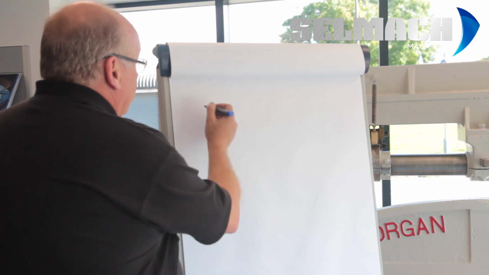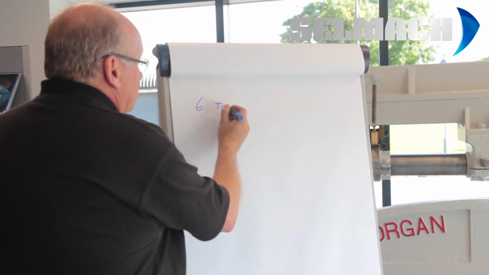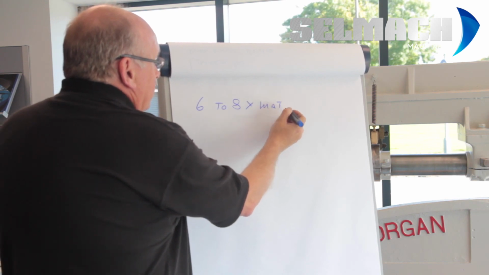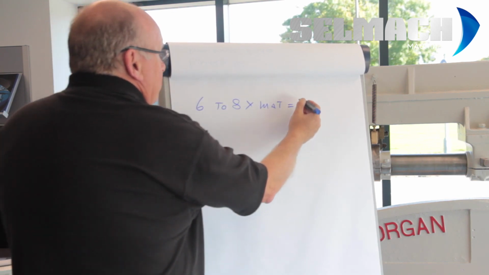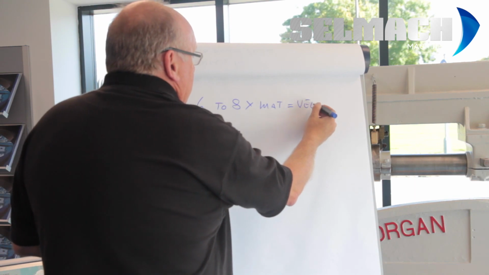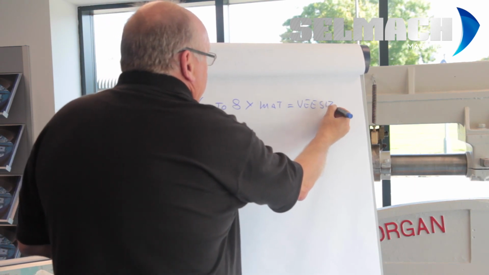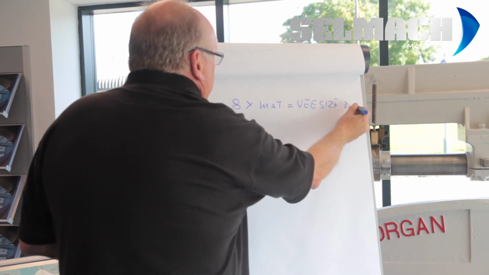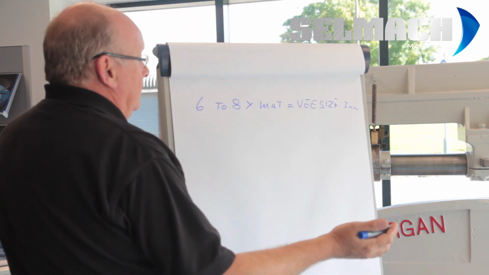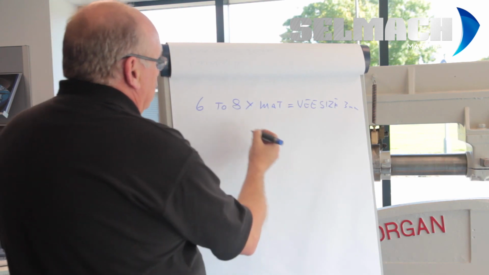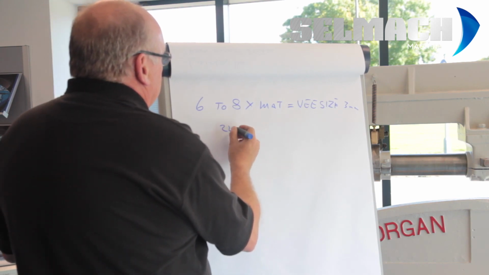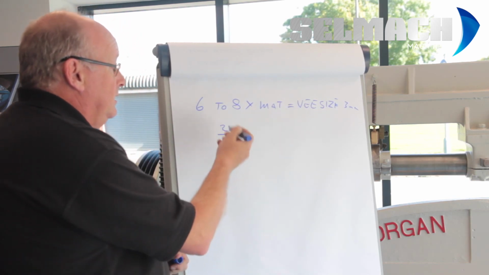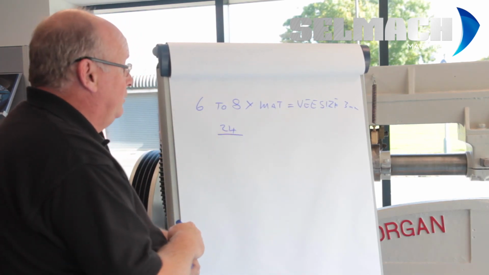Okay, 6 to 8 times material equals the V size up to 3 mm. So 3 times 8, 24. If you're folding 3 mm, suggested is a 24 mm V.